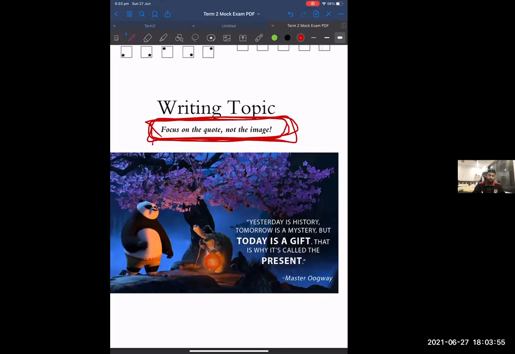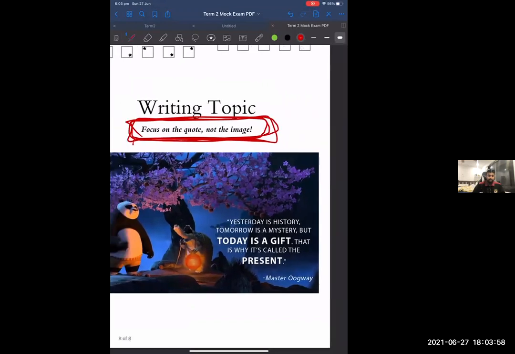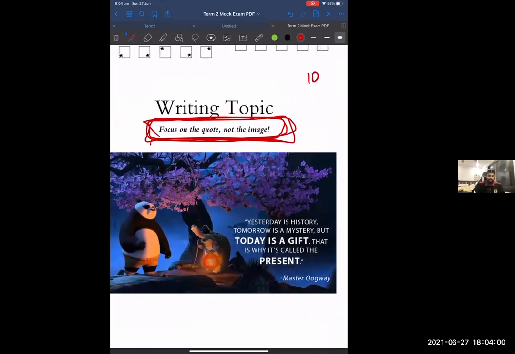First thing is, based on the Saturday students, the average writing mark is 10 out of 30. A lot of you did really, really bad. Now, here's a few issues.